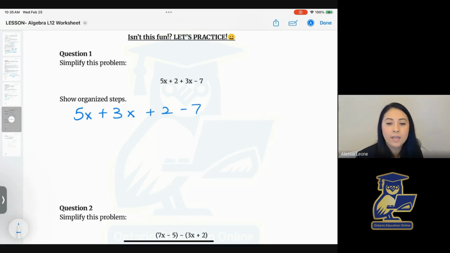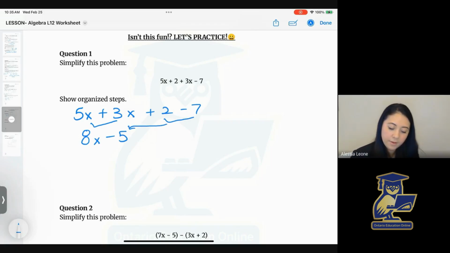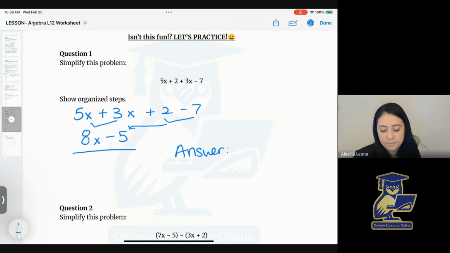From here, we can now solve for our expression. These both have the variables. We can add them. 5 plus 3 is 8, keeping our x. And then positive 2 take away 7 gives us a negative 5. So if I just show this like this. Okay. And there is our answer. Our answer is 8x take away 5.